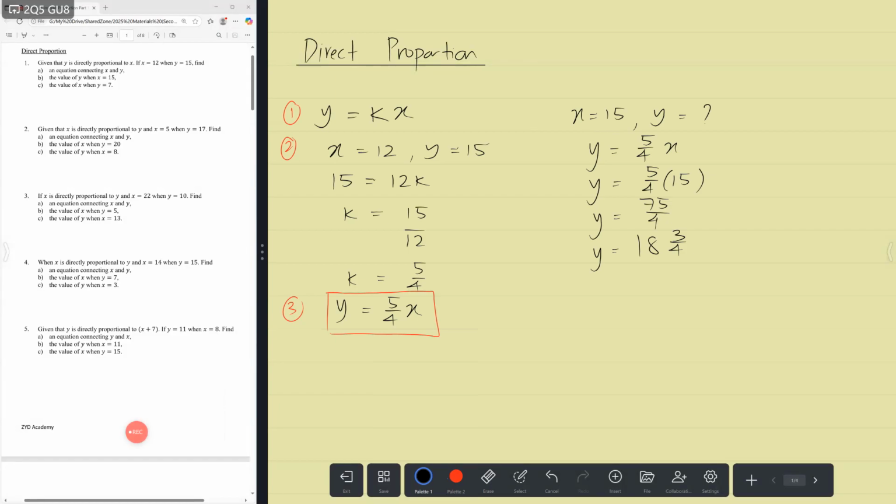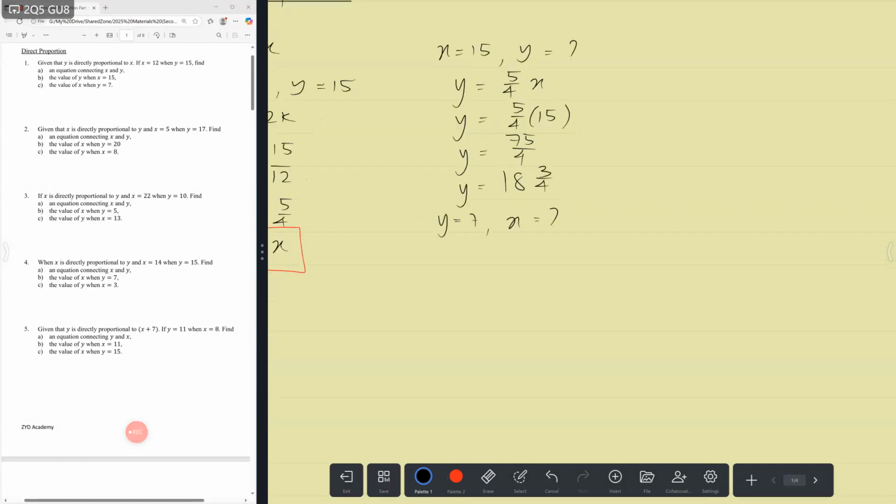And you will repeat the same for the next part, where y is given as 7 and x equals something else. So you apply the same formula. Okay, let me move the screen. y equals 5 over 4 x, so 7 equals 5 over 4 x, and this one is the x value. Therefore, to get x, x equals 7 divided by 5 over 4, and you will get 28 over 5, which is 5 and 3 over 5.